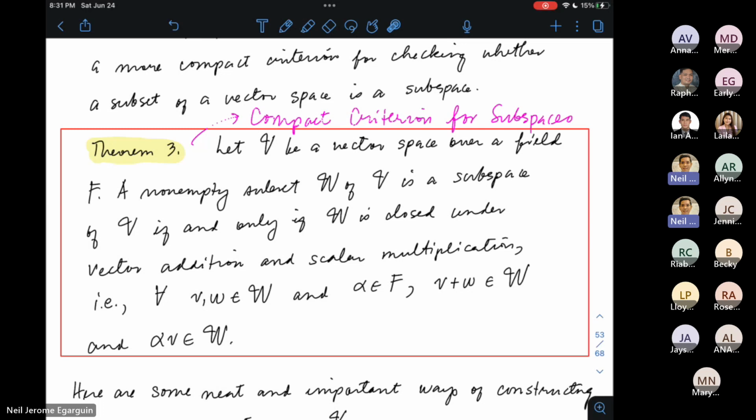Closure under vector addition and scalar multiplication, and then by inheritance and a little bit of quick arguments, magpa-follow na siya kagad na isa siyang subspace. Alright? So ang kailangan nyo na lang talagang ipakita para maging subspace siya ay closure under vector addition and scalar multiplication. Okay?